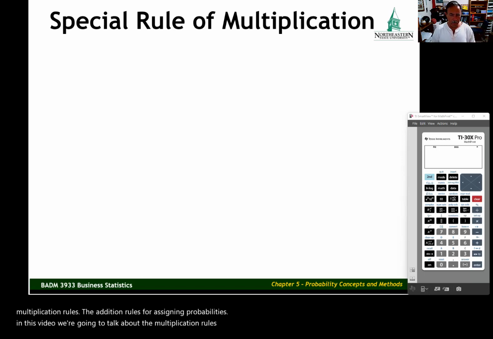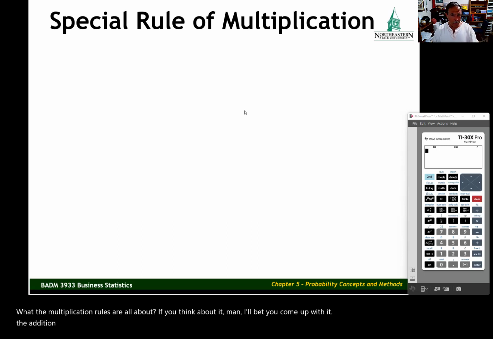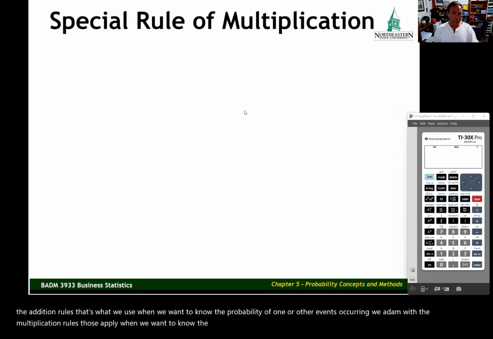And just like with addition, there is the special rule of multiplication and the general rule of multiplication. You're probably guessing what the multiplication rules are all about. If you think about it a minute, I'll bet you come up with it. The addition rules, that's what we use when we want to know the probability of one or other events occurring. We add them. With the multiplication rules, those apply when we want to know the probability of one event and another event occurring simultaneously or in sequence.